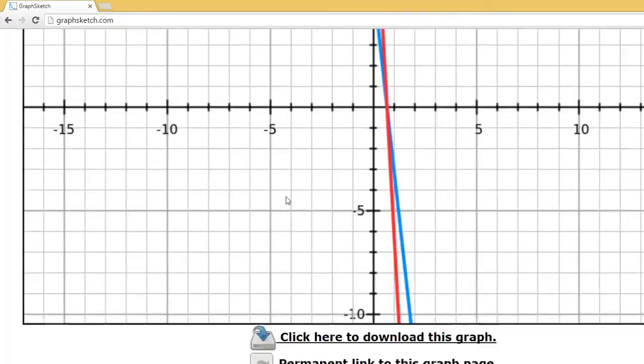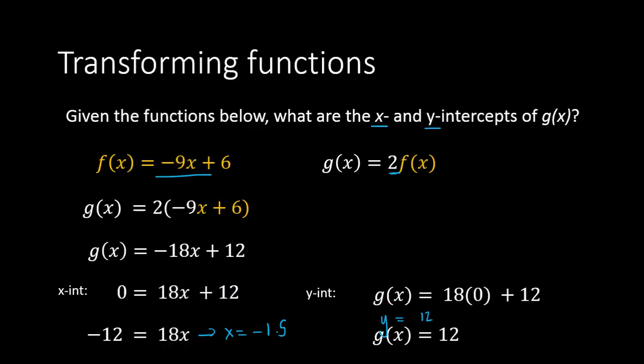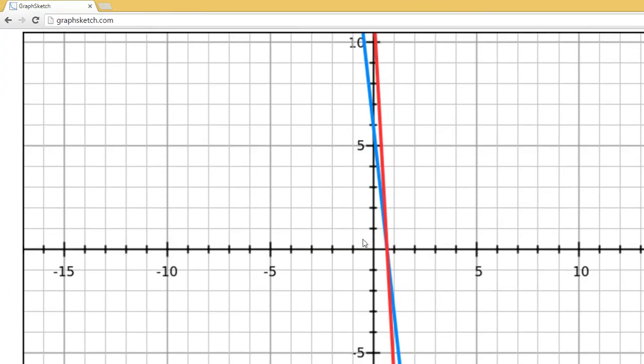Negative 9x plus 6. Looks like I have a tiny error here. Oh yeah, I accidentally dropped a negative sign here. So that should be negative 18, which means I end up with a positive 1.5. That's my mistake. So I have positive 1.5 for my x-intercept.